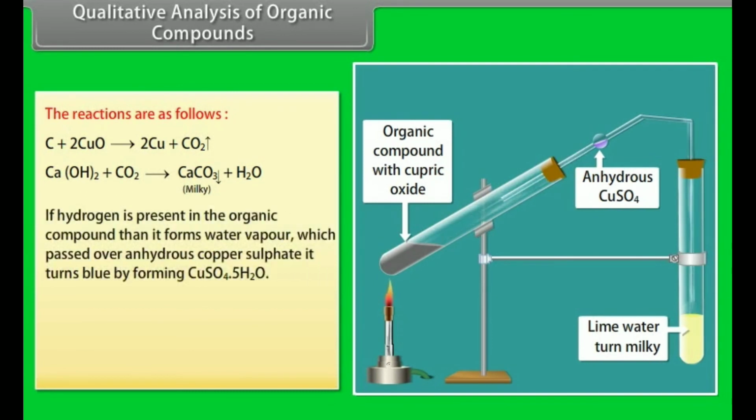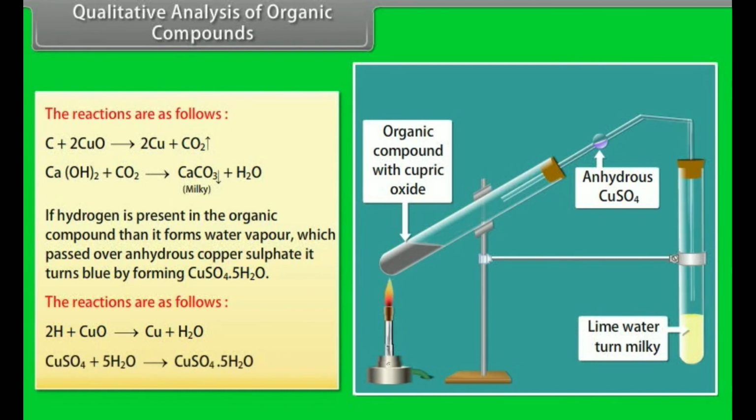If hydrogen is present in the organic compound, then it forms water vapor, which, when passed over anhydrous copper sulfate, turns it blue by forming CuSO4·5H2O. The reactions are as follows. Hydrogen in the organic compound reacts with copper(II) oxide and produces copper and water. The produced water reacts with anhydrous copper sulfate, which turns blue by forming CuSO4·5H2O.